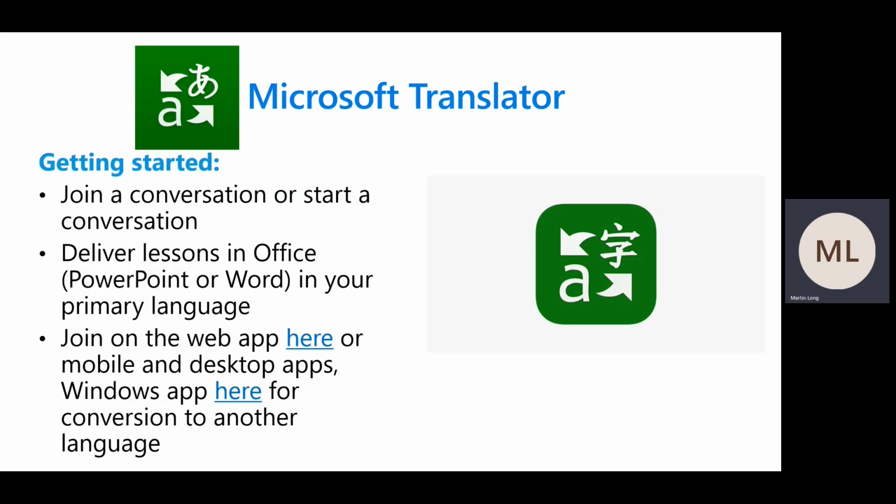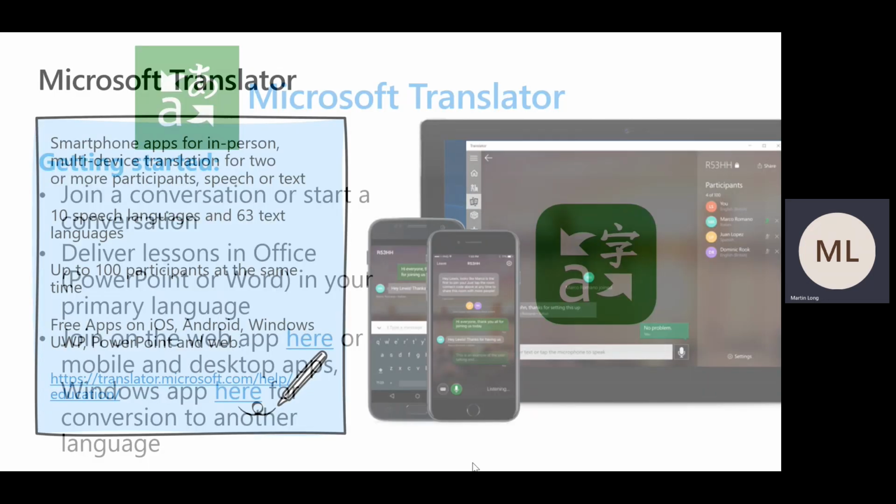The translator is absolutely free. It can be downloaded also as a dedicated app on your Windows 10 laptop, but it's available as an app as well. And if you go to the app launcher in Office 365, you will find it in the full apps list there as well. So there's lots of different ways that you can go about using that technology.